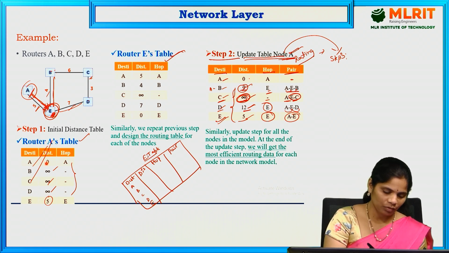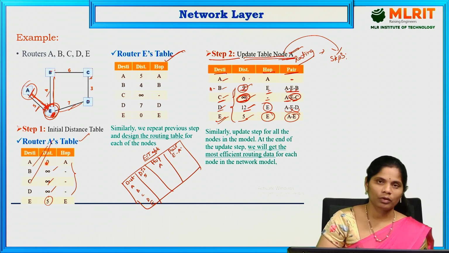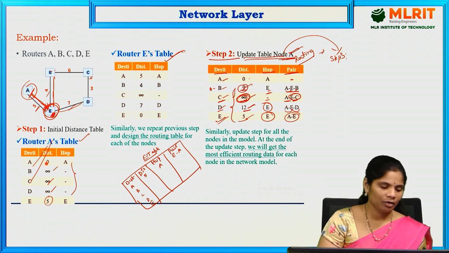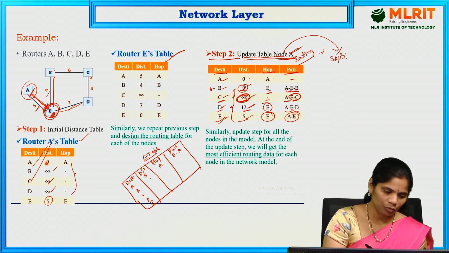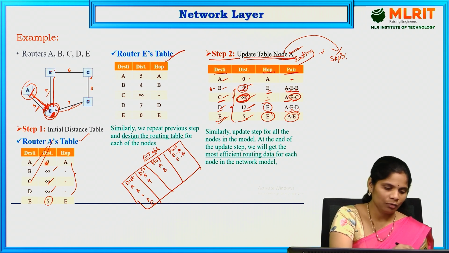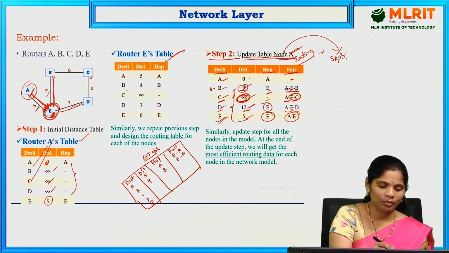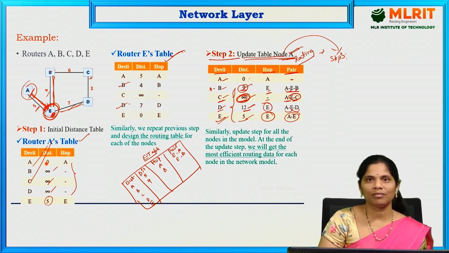So in this E table, see the distance E to A. What is the distance? 5, we know, and the hop is A only, and the pair is E to A. That is okay. Then E to B. If you find E to B, the connection is there directly, that is 4. B only, E to B. And the next case is E to C. E to C has no direct connection, but already we know the neighboring nodes of E are B and D. Previously we already wrote that B and D are the neighboring nodes of E.